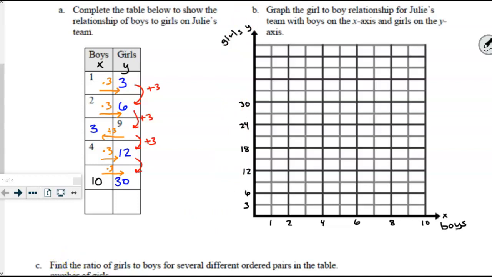Now we can start plotting those points. Over 1 up 3. Over 2 up 6. Over 3 up 9. Notice when I'm going up 9, I'm not counting up 9 of these marks. I'm going to where I know the mark represents 9 girls. Over 4 up 12, and because I also then jumped ahead, I can go over 10 and up 30.